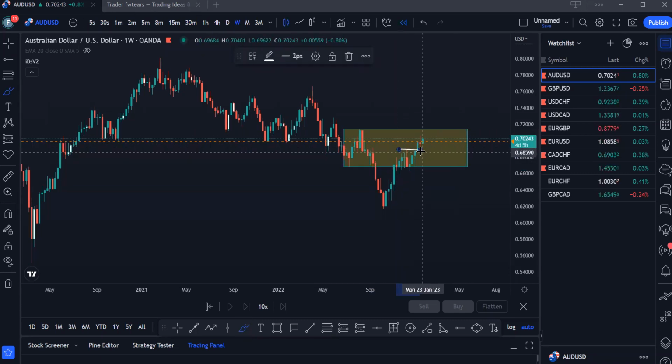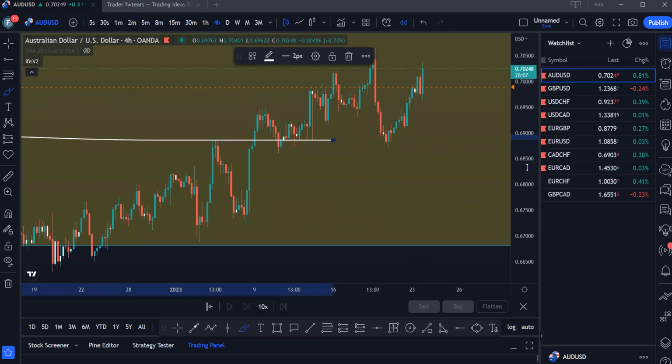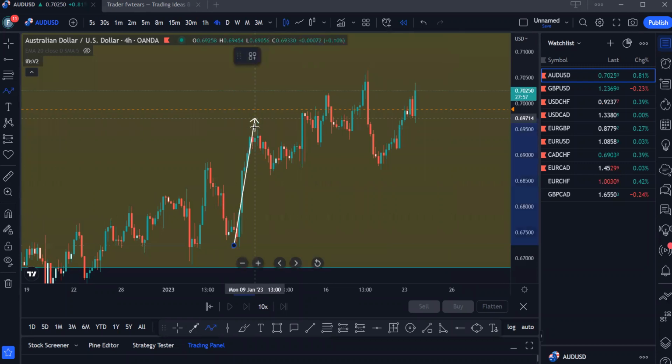So I'll just jump to somewhere here. I'll go from the weekly to the 4-hour time frame and show you what's going on. Over here on the 4 hours, let me draw that out real quick. Price is giving us this bullish order flow, like so.